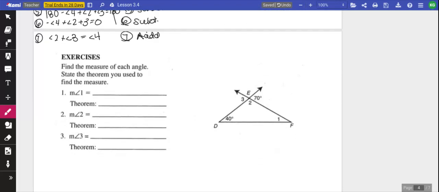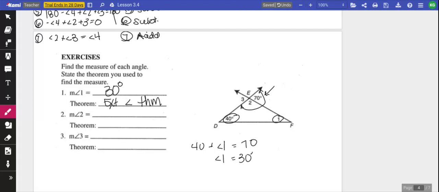Find the measure of each angle. State the theorem you use to find that measure. So the first thing we need to do here is the measure of angle 1. Well, here's an exterior angle, 70. So I know that angle 2 and angle 70 make a linear pair. My remote interior angles must be 40 degrees and angle 1. Subtract 40 degrees from both sides, and I get angle 1 equals 30. I did that by the exterior angle theorem.